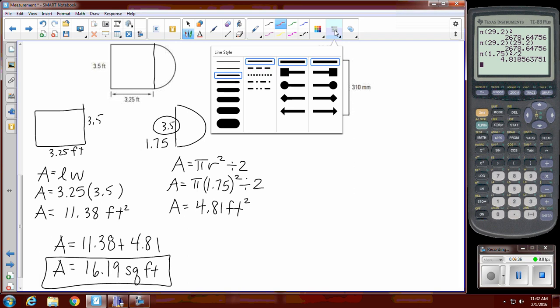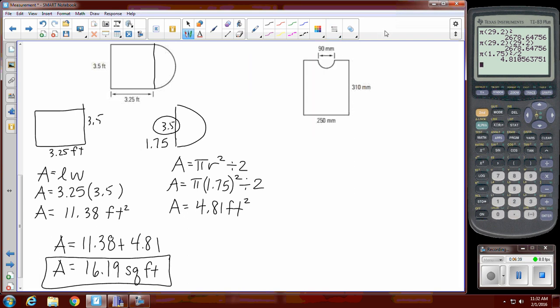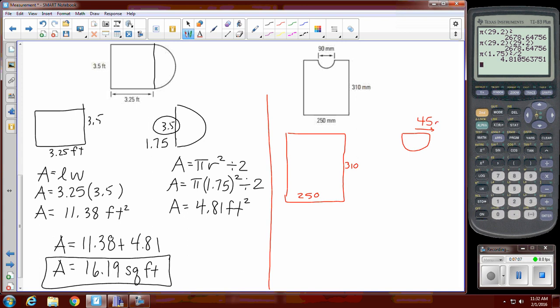This next one that we're looking at is a little different. We have a solid rectangle, and we have this chunk taken out of it in the top, which is a semicircle. So we're going to treat this a different way. We're going to say, well, if I had this whole rectangle, which is 250 by 310, if I could find that area and then subtract out this semicircle that's 90 millimeters across, which we should already start to figure out we need half of that distance, which is 45 millimeters. If I could find these two and subtract them, I would have the area of that shape.